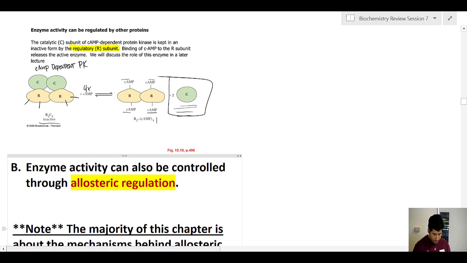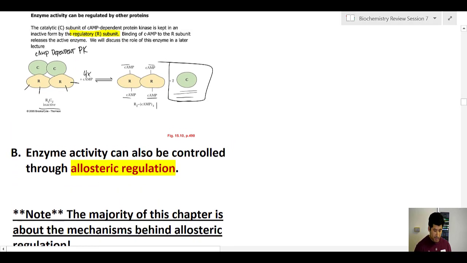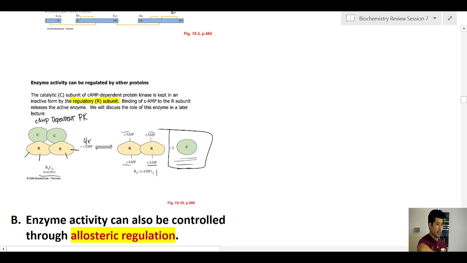All right. So B, enzyme activity can also be controlled through allosteric regulation. So far, all we've talked about is how we can control the activity of enzymes through covalent modifications. What's the first covalent modification that we talked about? Phosphorylation. What's the second type of covalent modification? Zymogens. The proteolytic cleavage of zymogens. And once we proteolytically cleave zymogens, what happens to them?